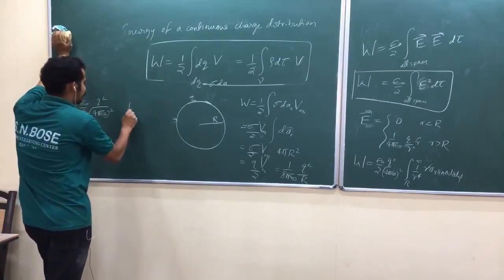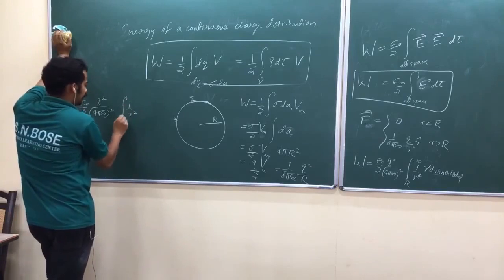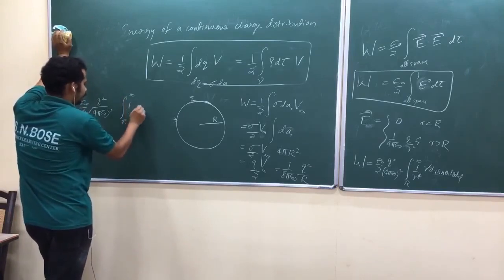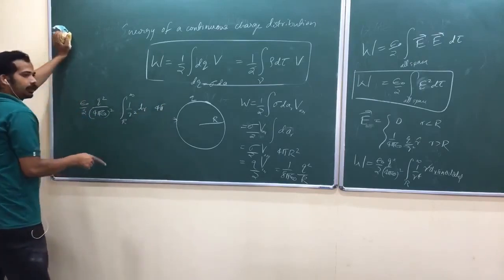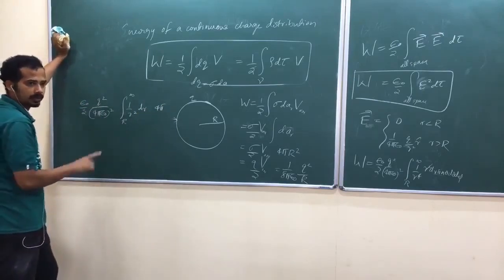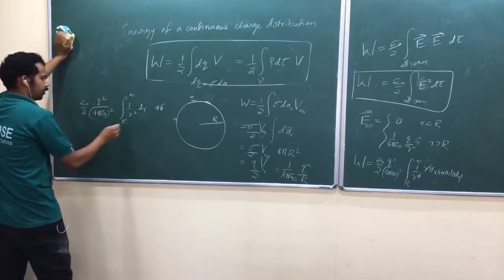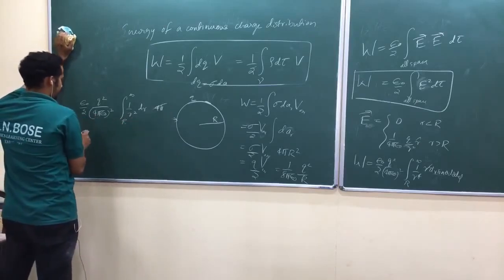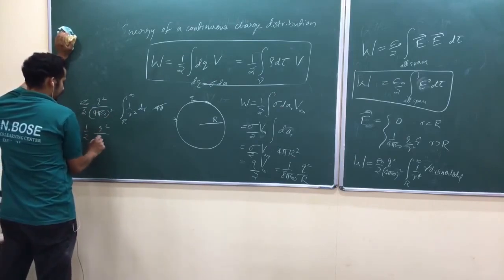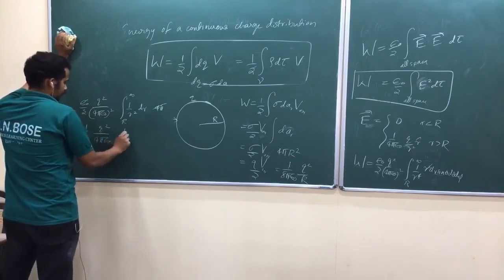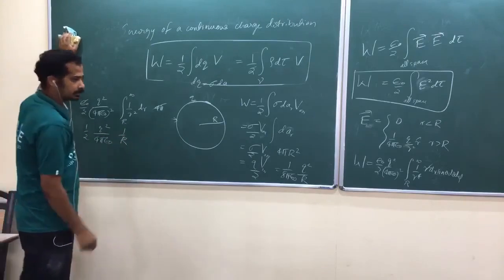Okay, 1 by r square, r from R to infinity, dr into 4 pi. Am I right? Minus 1 by r, infinity to R, I think positive. Am I right? Lower limit, the upper limit is 0. One of the 4 pi got cancelled. One of the epsilon naught got cancelled. 1 by 2, Q square by 4 pi epsilon naught, 1 by R. You will get that one. You will get the same answer.